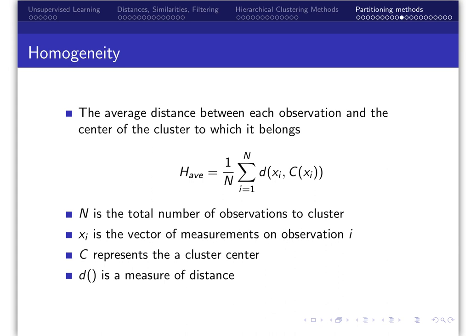One measure is homogeneity, which is the average distance between each observation and the center of the cluster to which it belongs, given by this equation, where n is the total number of observations to cluster, x sub i is the vector of measurements on observation i, c represents a cluster center, and d is a measure of distance.